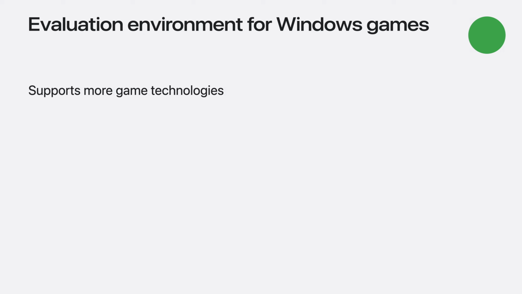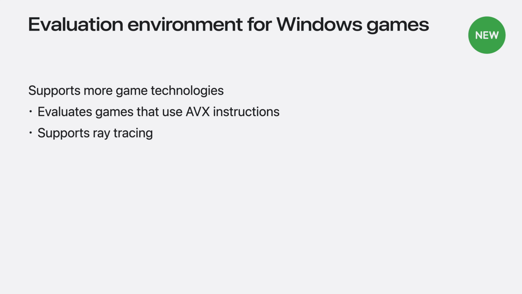This year's updated version of the tool supports more game technologies. If your Windows game uses AVX instructions, you can now evaluate it before you start bringing it to Apple devices. The evaluation environment now also supports ray tracing and includes improved graphics and compute compatibility and increased performance, so you can get an even better idea of how great your game will run on Apple devices.